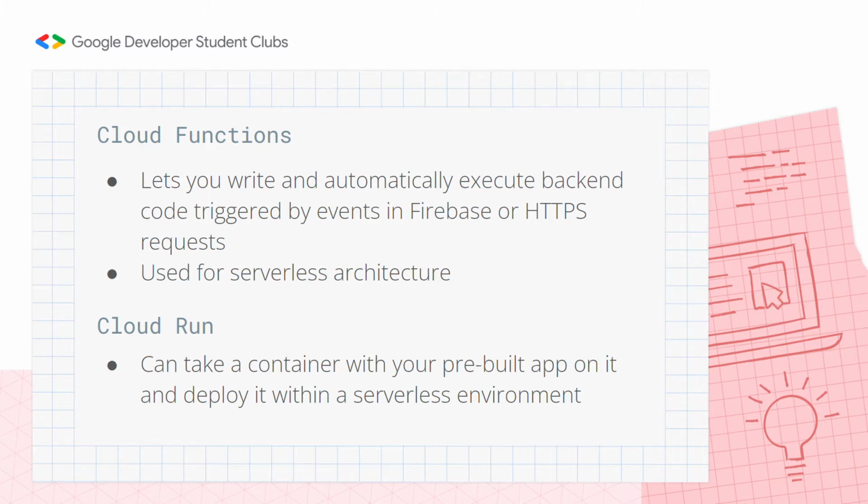So yeah, it's known for its serverless architecture, which means that you let Google Cloud handle the servers. It's still running on a server, but you're not responsible for it. So code execution is handled by the cloud. And then we have Cloud Run. What Cloud Run does is it takes a container of your pre-built app or application, and you deploy it also within a serverless environment. Okay, next slide.